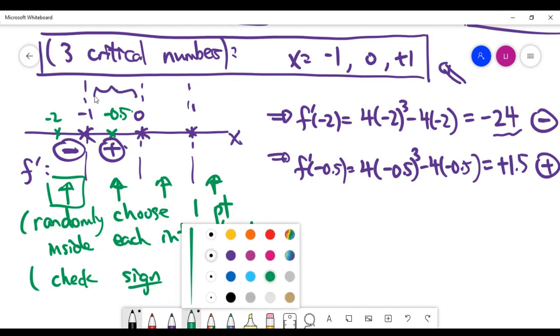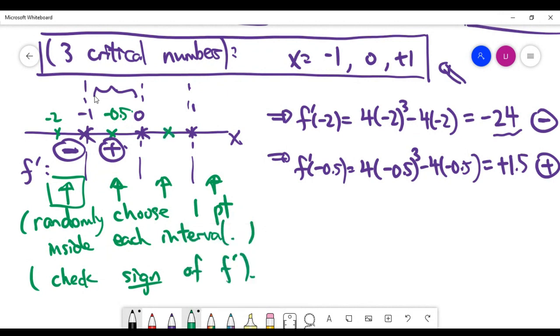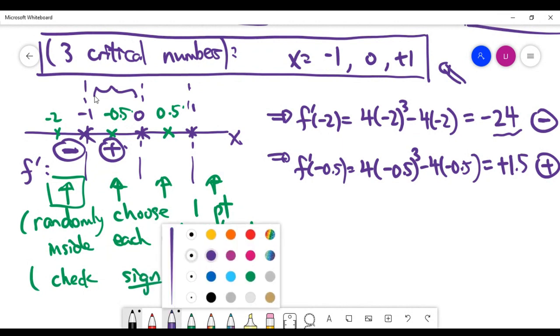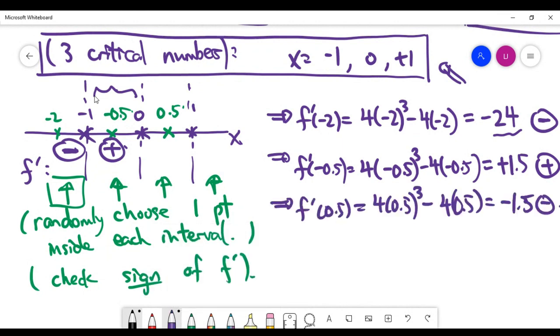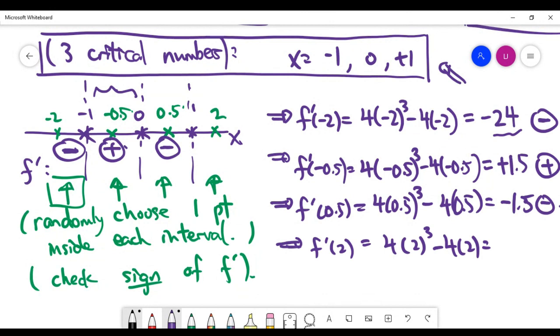Now let's look at the next interval. The next interval is between 0 and 1. And between 0 and 1, I can pick something in the middle, let's say 0.5. So you can do similar evaluation. You will get that the f prime is minus 1.5. So I add a minus sign here because the sign is negative for the third interval. For the last interval, all the points bigger than 1 will do the job. So I just randomly choose maybe 2 in the last interval. So f prime of 2 is going to be 24, which is of course positive. So I put the sign here again.